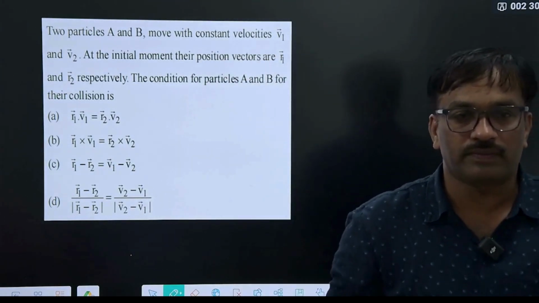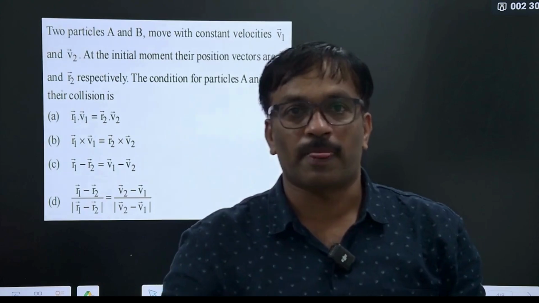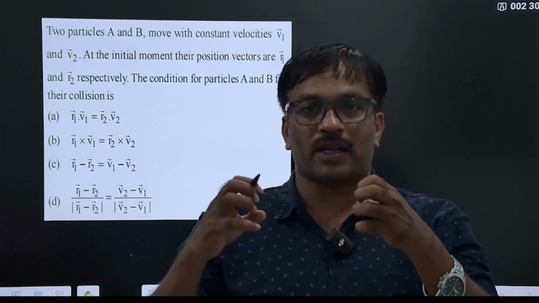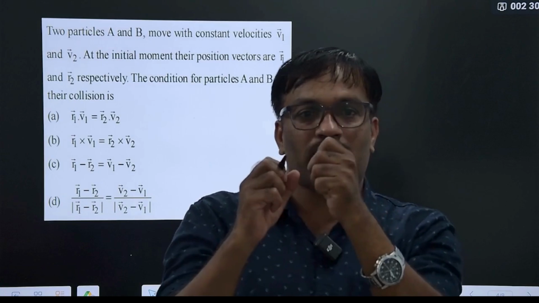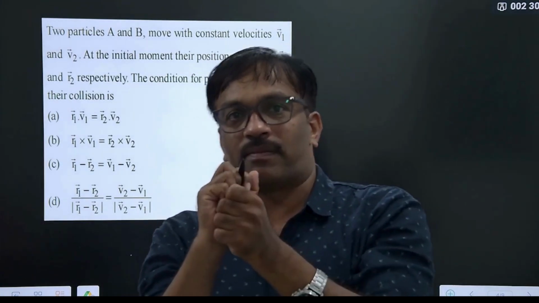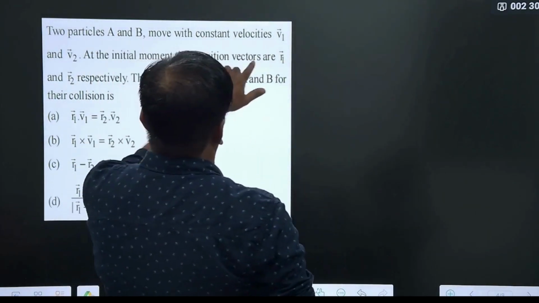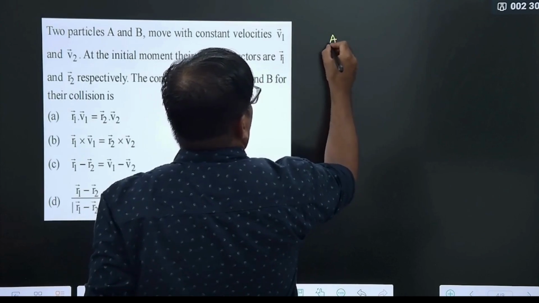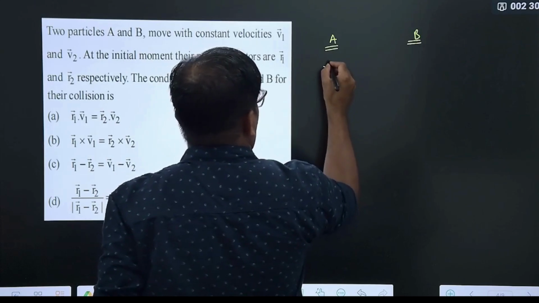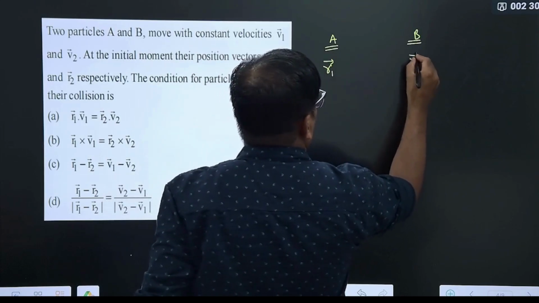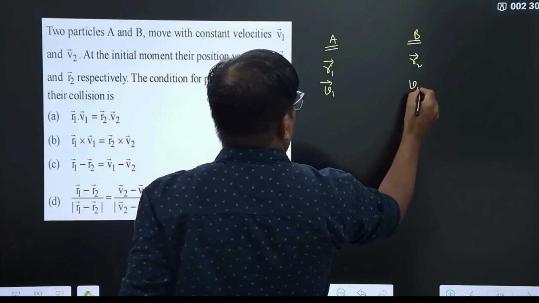So for these types of questions, what do you have to do? You have to take the basic condition. What is the basic condition? Collision means these two particles should come close together. Therefore the position of one particle and the position of the other particle should be the same. So initially, what is the position of particle A and particle B? R1 vector, and the position of this one is r2 vector. This is moving with velocity v1 vector and the other with velocity v2 vector.